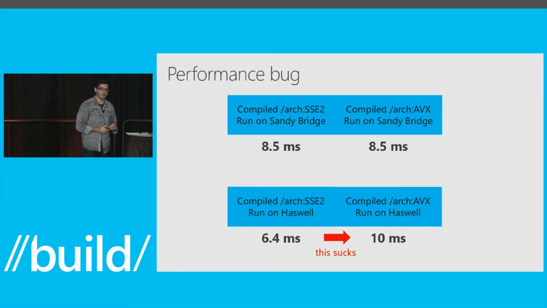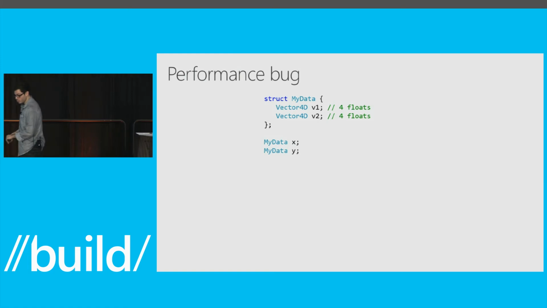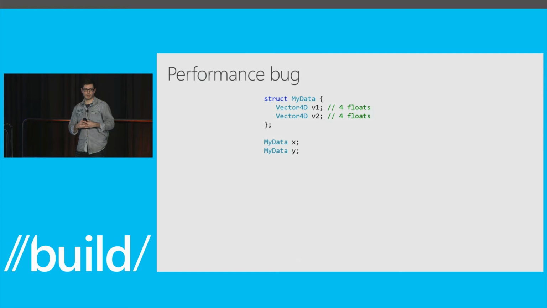But this is really what I want to talk about. Take the SSE2 binary, run it on a Haswell, it runs really fast. The AVX one runs super, super slow. That is terrible. Let's really dig in and find out what's going on. The first thing you got to know is what data structures are being used. I've distilled the problem into something a bit more manageable that can go on some slides. And this is the data that's being consumed.